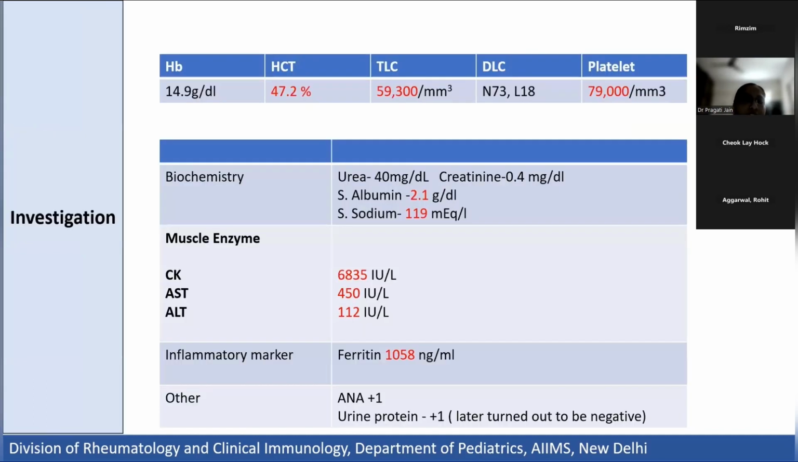The investigations of this girl also showed the same thing, that is hemoconcentration, neutrophilic leukocytosis, and thrombocytopenia, along with hypoalbuminemia and hyponatremia. Muscle enzymes including CK, AST, ALT were raised. Inflammatory markers were also raised. In this child, the urine protein was +1, so nephrotic syndrome was ruled out. Further, the urine protein to creatinine ratio was also not in the nephrotic range. So this child was labeled as JDM with systemic capillary leak syndrome.